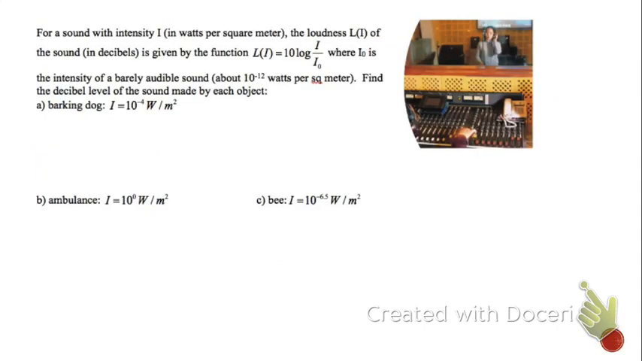All right, so for a sound with intensity I in watts per square meter, the loudness, L of I, of this sound in decibels is given by this function, where I sub 0 is the intensity of a barely audible sound, about 10 to the negative 12 watts per square meter, and we want to find the decibel level of the sound made by each of these objects.